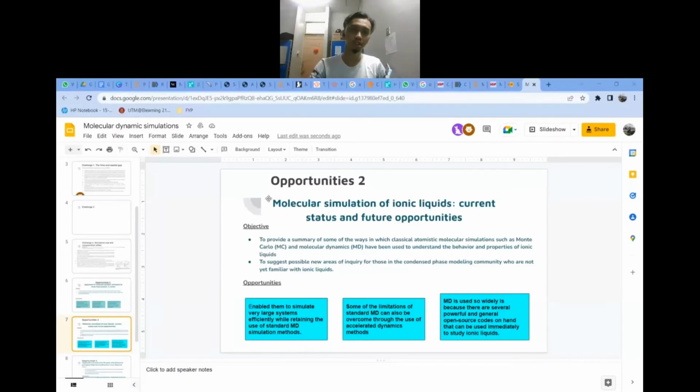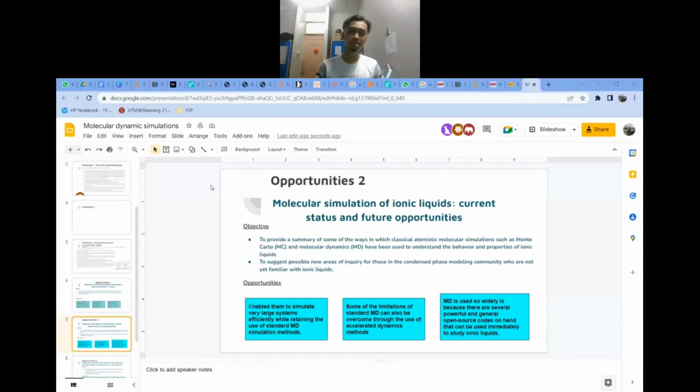The second article is about the molecular simulation of ionic liquids: the current status and future opportunities. The objective is to provide a summary of some of the ways in which classical atomistic molecular simulation, such as Monte Carlo (MC) and molecular dynamic (MD), has been used to understand the behavior and properties of ionic liquids. The second objective is to suggest possible new areas of inquiry for those in the condensed phase modeling community who are not yet familiar with ionic liquids.